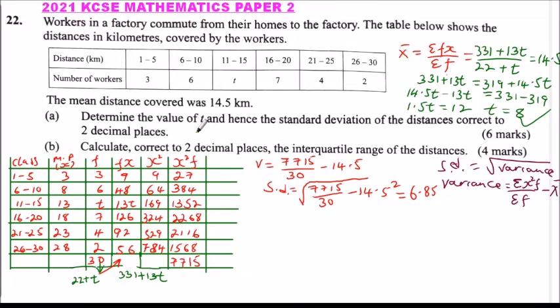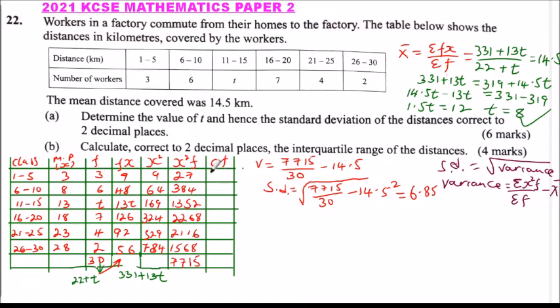Now we go to the next part. Calculate, correct to 2 decimal places, the interquartile range of the distances. To get the interquartile range, we need the cumulative frequency. So what we do is we make another column here, which we are going to call cumulative frequency. For cumulative frequency, we add up the frequencies.